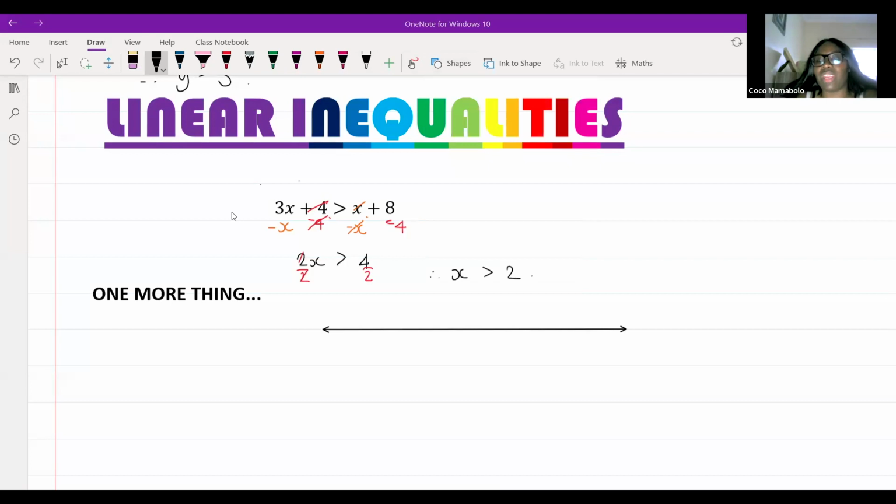Good. So we know that if x is greater than 2, I'm going to draw a number line, and I'm going to put a 2 there. And then am I going to put an open or a closed dot there?